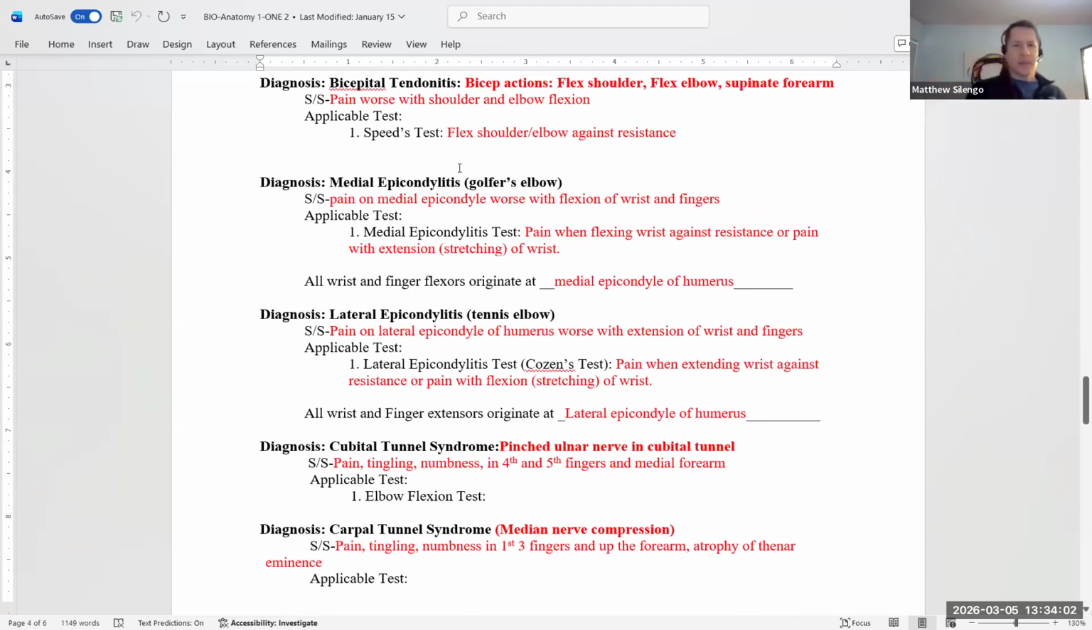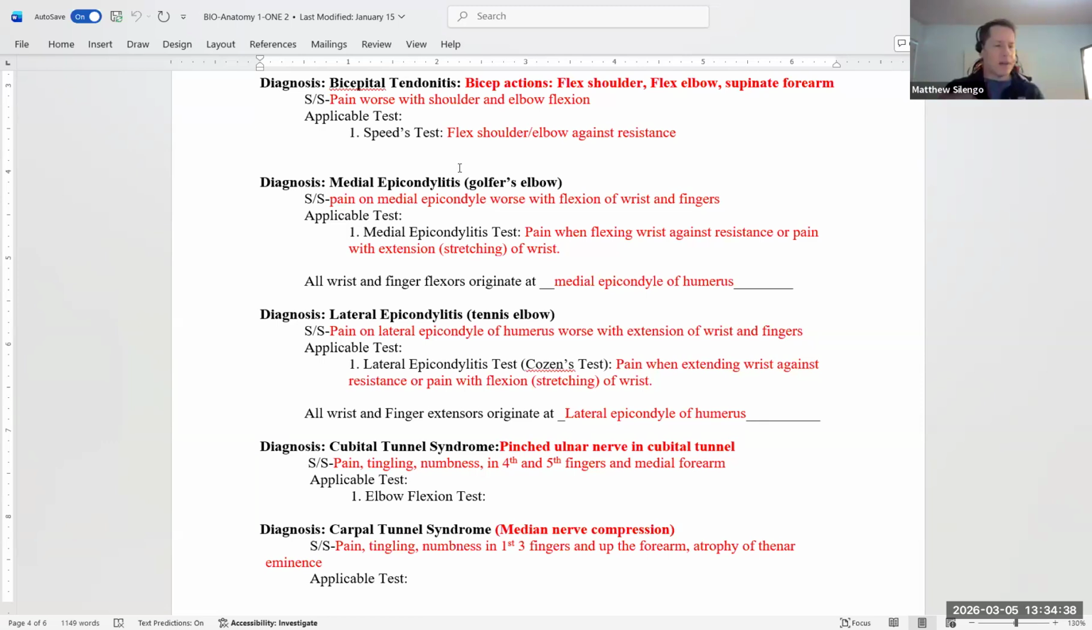Then we have bicipital tendonitis, where basically the bicep tendon becomes inflamed for whatever reason. Now, remember, the bicep has three major actions. It flexes the shoulder, or you could say flexes the humerus. So, in other words, it moves the humerus in an anterior direction. It also flexes the elbow. So, it moves the forearm bones in an anterior direction. So, make a muscle, that kind of thing. And it's also a supinator. It supinates the forearm. So, the bicep muscle, you want to know that it does all of those actions.